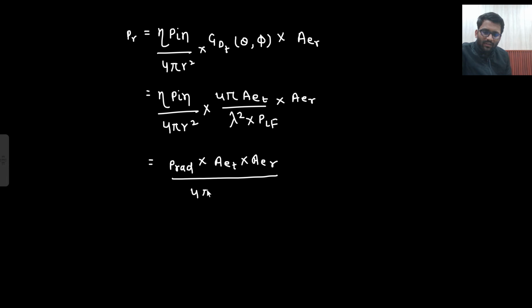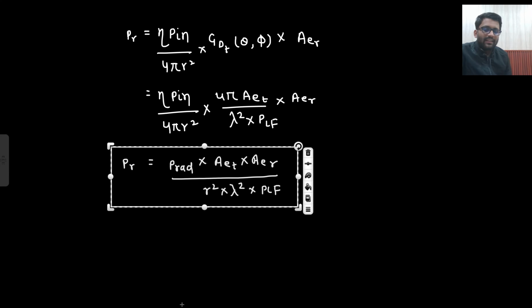So 4 pi is gone, really sorry. 4 pi is getting cancelled, no? So r square upon r square into lambda square into polarization loss factor. So this is the answer we are getting. So what do we see here? This r is the distance, we don't care. This lambda square will depend on the frequency of the EM wave.